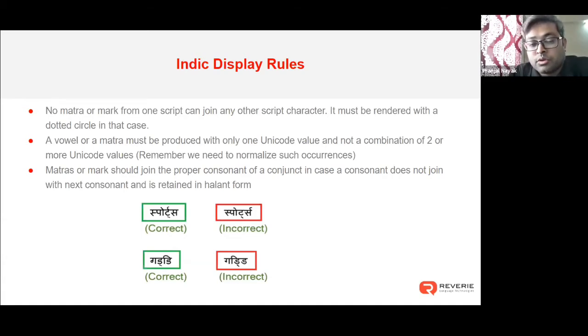So in case they do not join, the matra has to appear on the specific consonant to which it is attached. In the example of sports, it is sa halant pa o ra halant ta halant sa. So basically the ra is attached to the ta, and hence it should be displayed attached to the ta. Whereas in gaddi it is ga da halant da e. So the e matra is attached to the second da, and since they are not joining, it should be shown as joined to the second da.